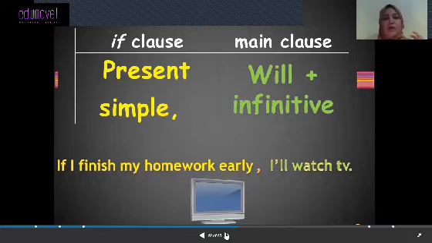So again, what differs between the zero conditional and the first conditional? In brief, in the zero conditional we have the results always the same. In the first one here, we have possibilities for these results or for these consequences.